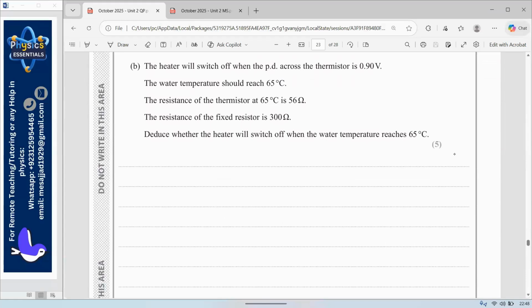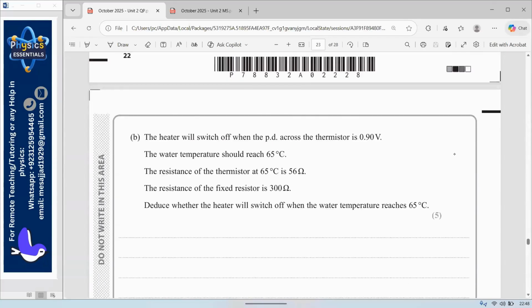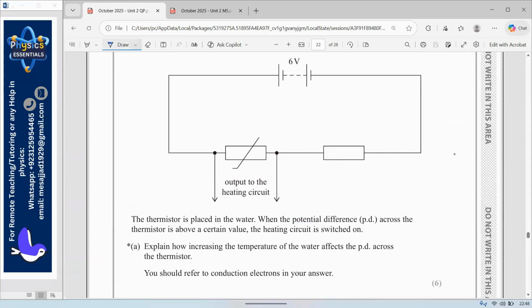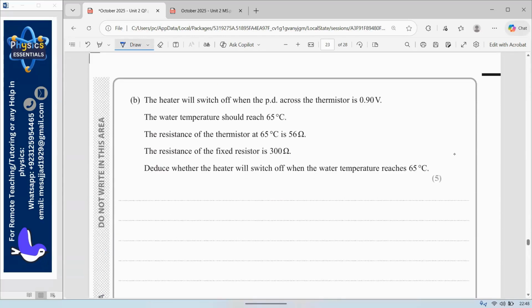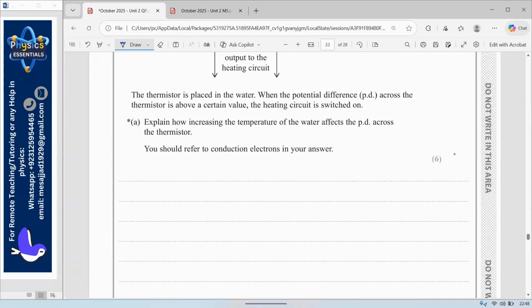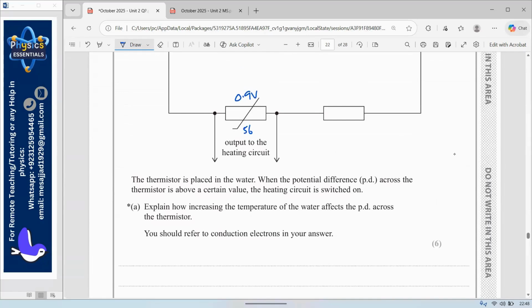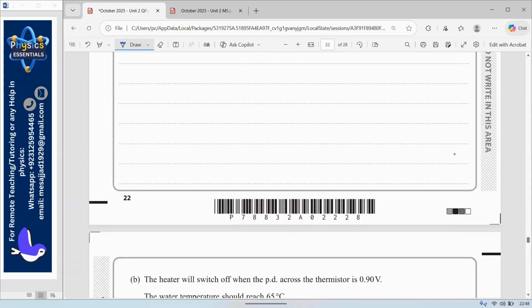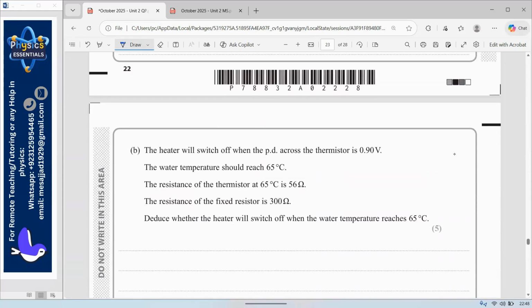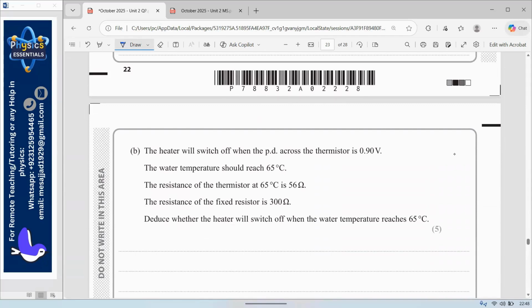B, the heater will switch off when the potential difference across the thermistor is 0.9. So let me write here 0.9 volts. The temperature of the water should reach 65 degrees. The resistance of the thermistor at 65 degrees is 56 ohms. Here it is 56 ohms. The resistance of the fixed resistor is 300. Determine whether the heater will switch off when the water temperature reaches 65 degrees Celsius.